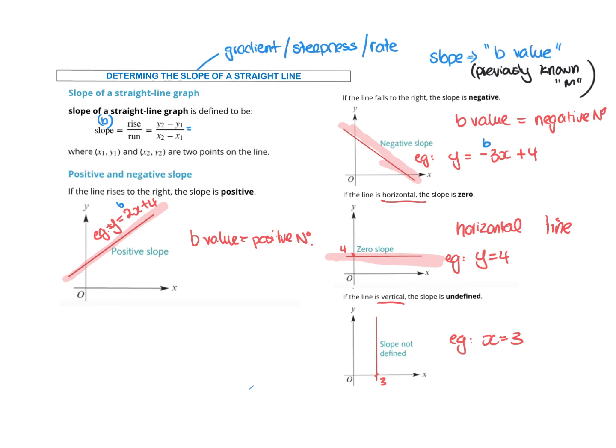Now, you mainly want to be aware of positive and negative. When you look at a graph and you're trying to work out the equation, if you can see it's going up, that B value should be positive. It shouldn't be negative, so that you know you're doing it right.